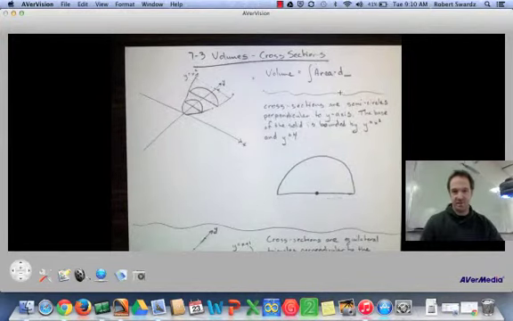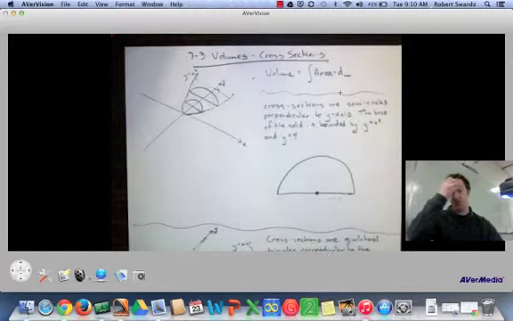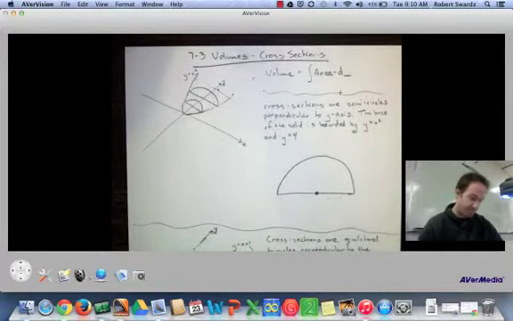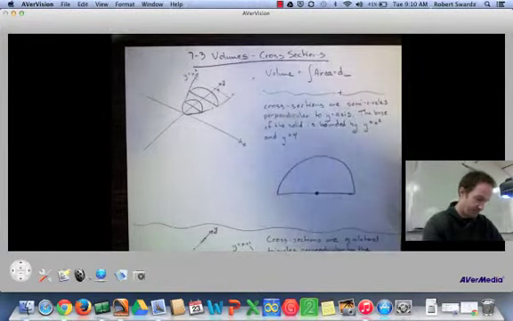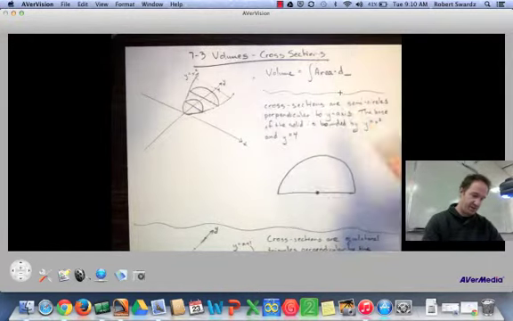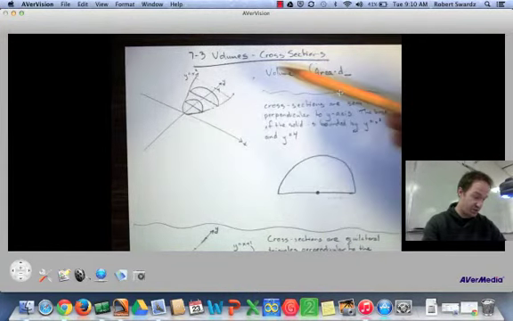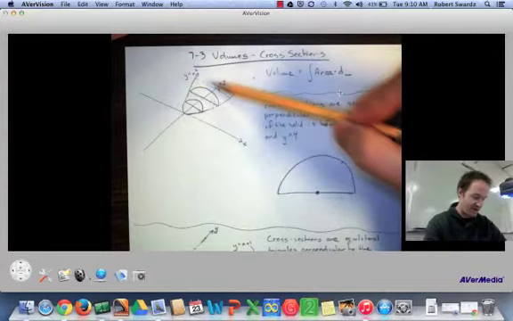Hello there, everybody. This lesson starts us off on our journey for finding volumes. This first lesson is about finding volumes using cross sections. So we've got cross sections that are semicircles in this first example, semicircle, half circle.